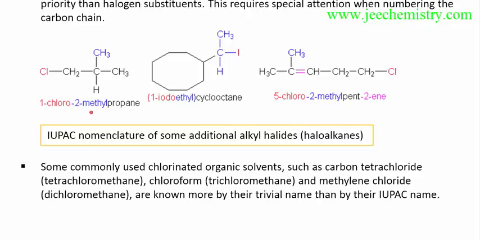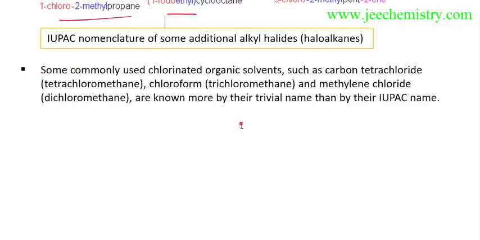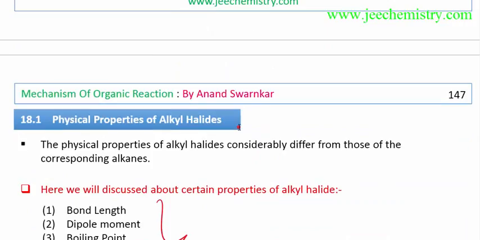1-chloro-2-methylpropane, 1-iodoethylcyclooctane, 5-chloro-2-methylpentane. I have already explained all of these in IUPAC nomenclature. If you know IUPAC nomenclature and how to write the name, then this is simple. I am explaining this naming only as an introduction to alkyl halides.